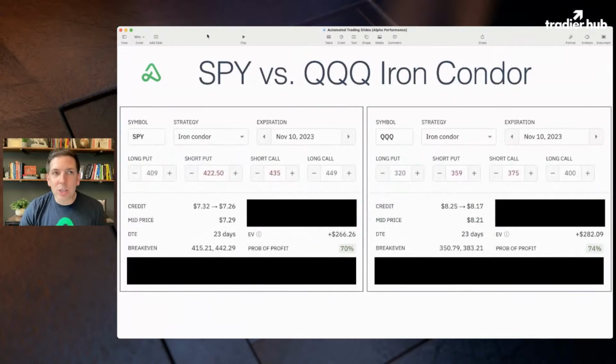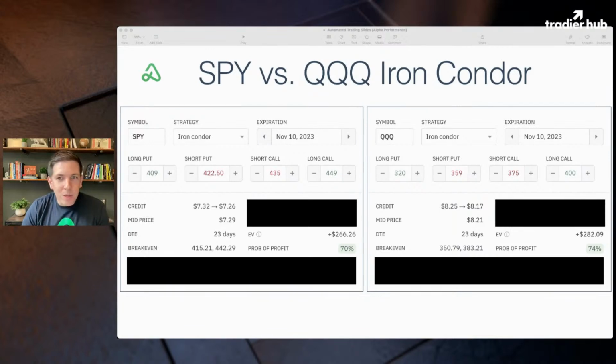Okay, so let's look at 2 potential trades. These are trades that I literally took snapshots of 10, 15 minutes before we got on here, so I can show you these 2 potential trades side by side. The left side here is SPY. It's an iron condor. The right side is a QQQ iron condor. I built both of these trades inside of Trade Ideas, and you can see that they have the exact same expiration. So there's not much of a difference there.